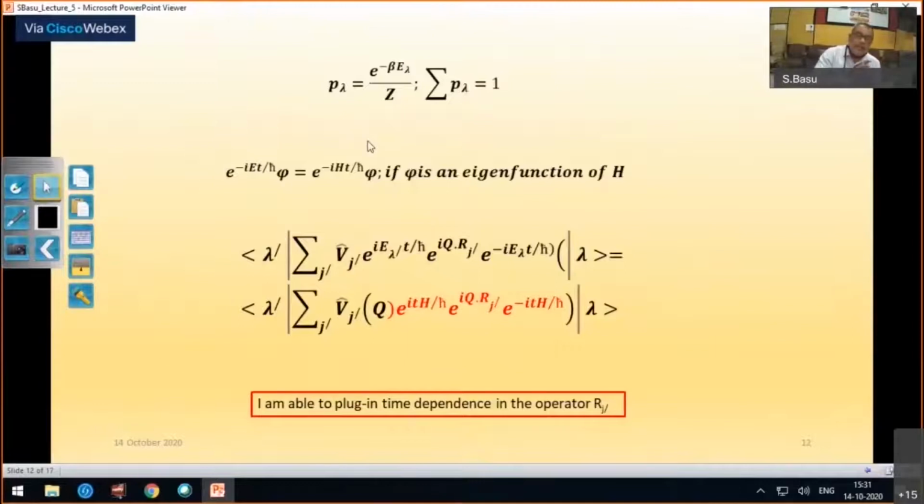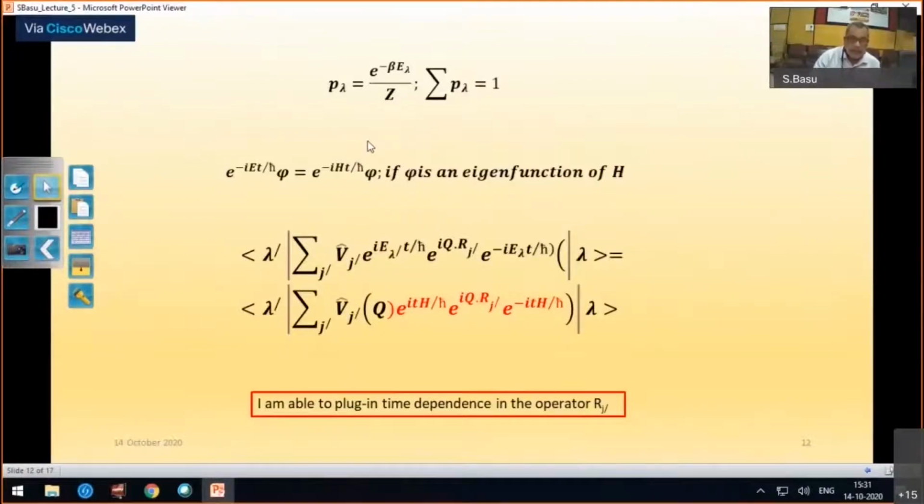Basically, when I'm evaluating this scattering cross section, I have to find out the probability of the initial state. First, I have to sum over all initial states. I have to get the probability of all the initial states. Then I have to multiply it by the probability of transition to all the final states. I have to sum up over all the final states. This is the hierarchy of operations.